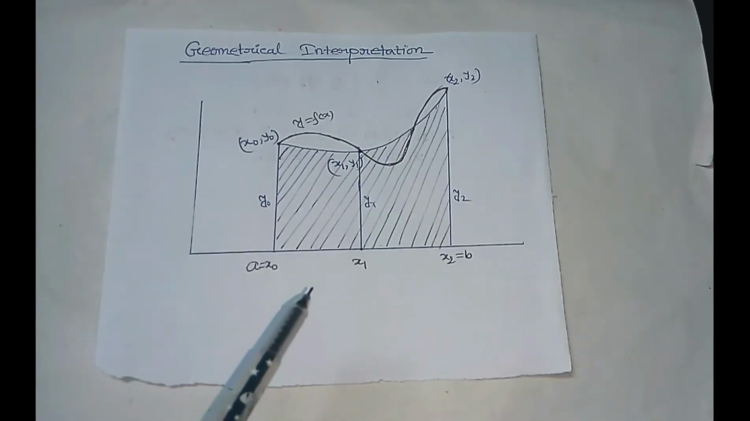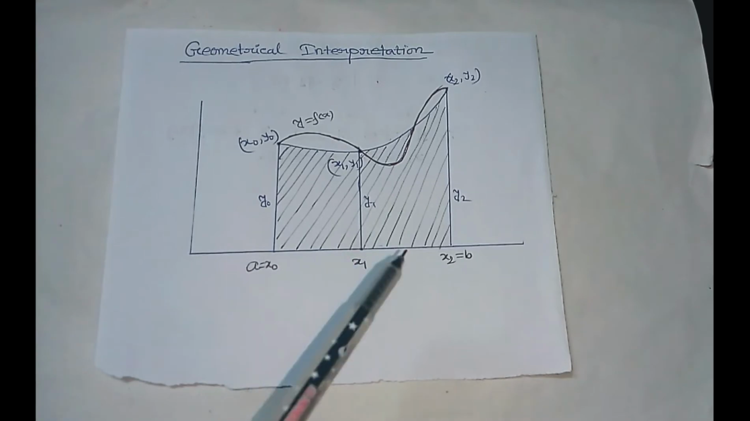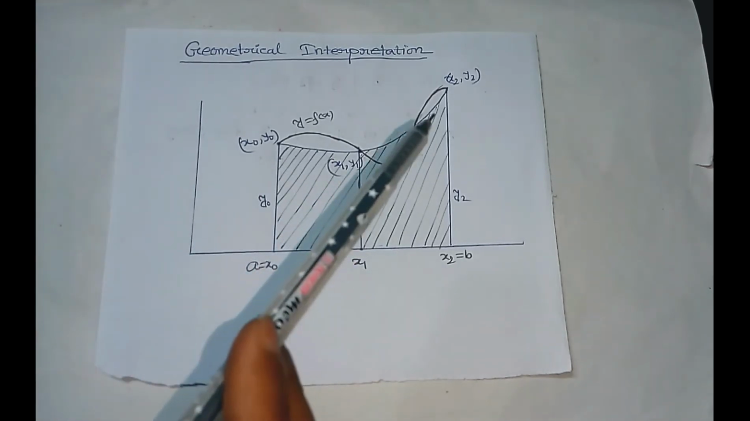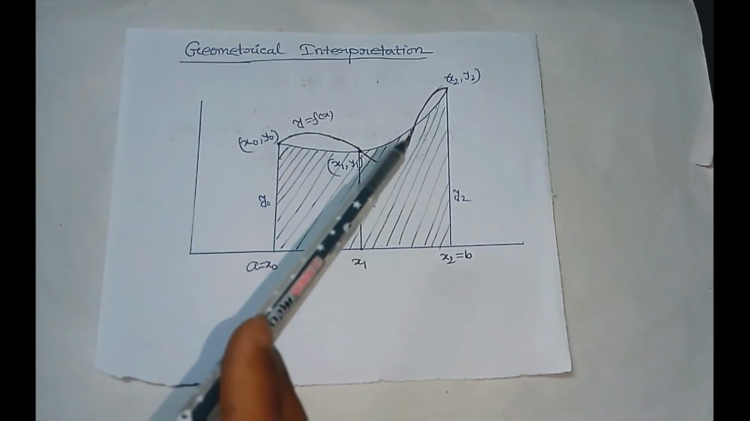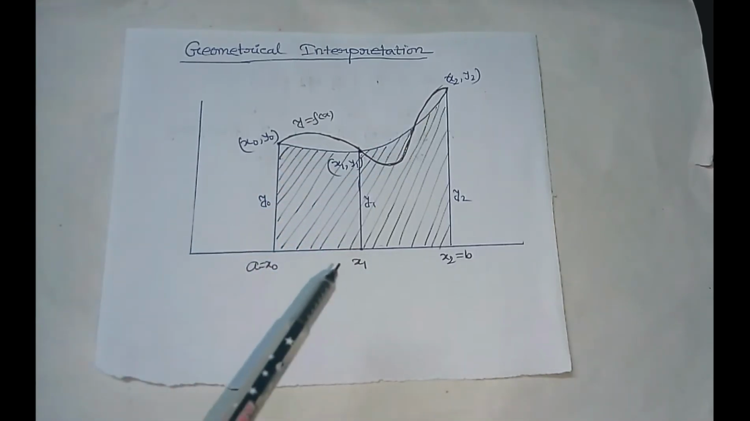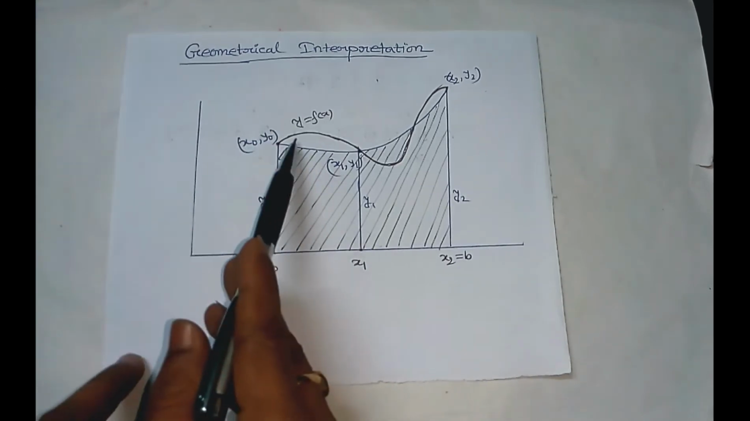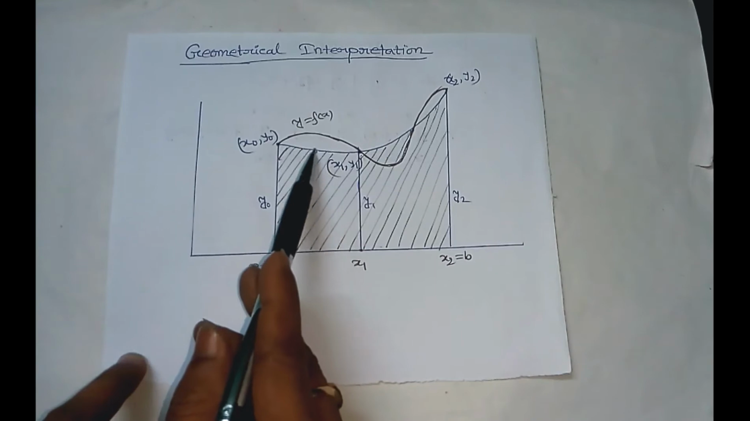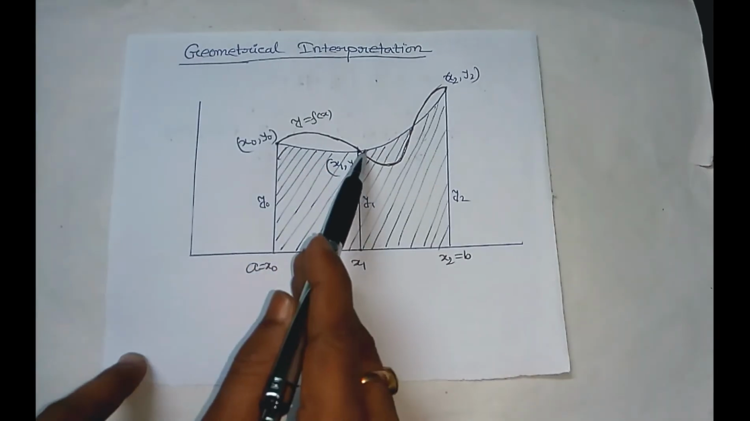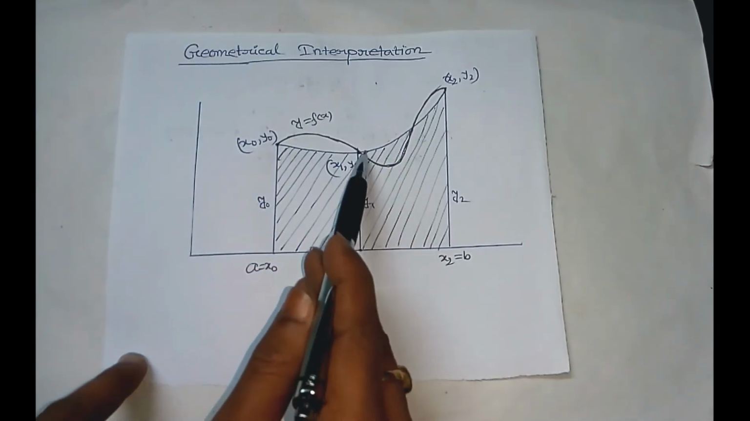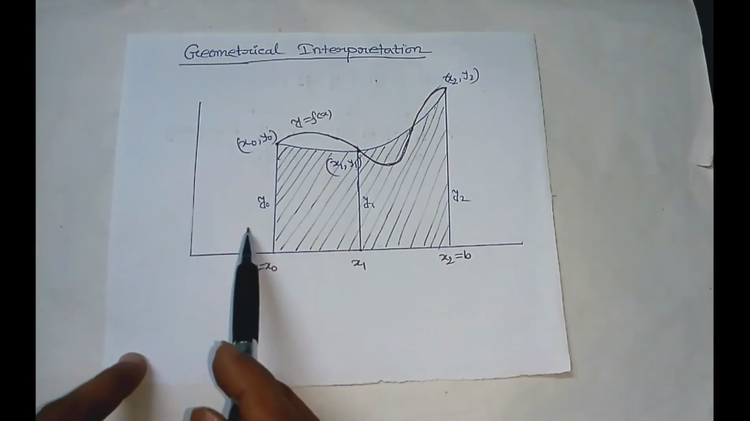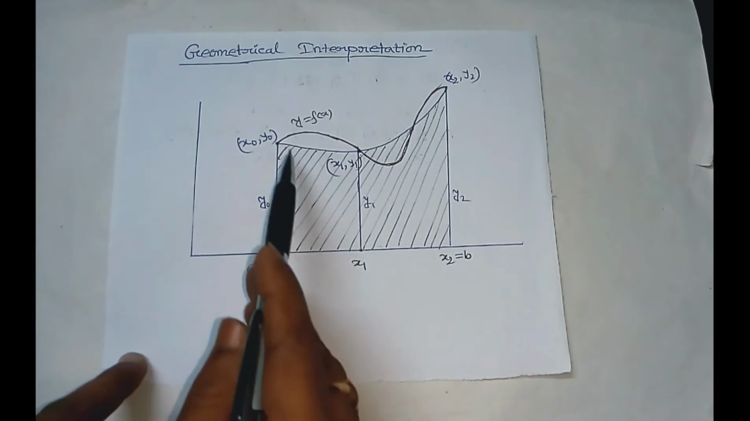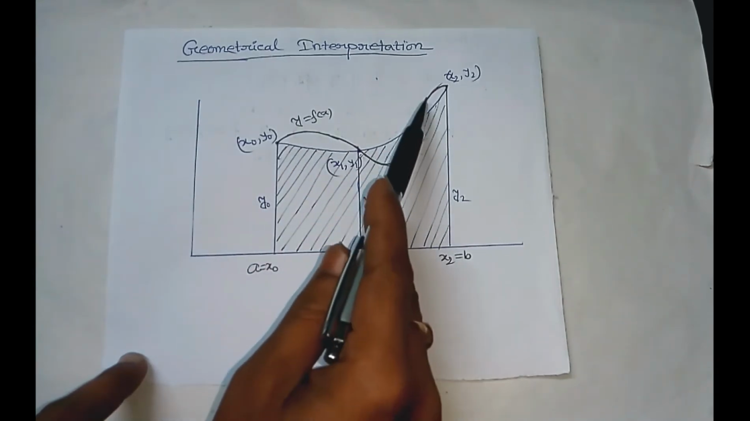Our estimated area is denoted by these slant lines. This is our estimated area, and the actual area was bounded by this curve y equal to f(x) and the x-axis. So we clearly find that there are some errors. First one is this part, this area appears as error. Also this part appears as error, and finally this part also appears as error. So in Simpson's one-third rule, there are some errors.